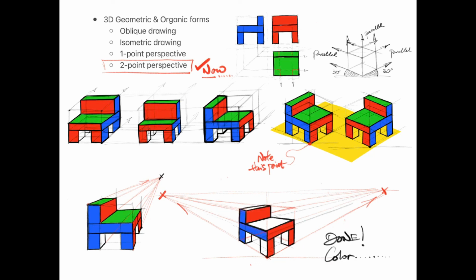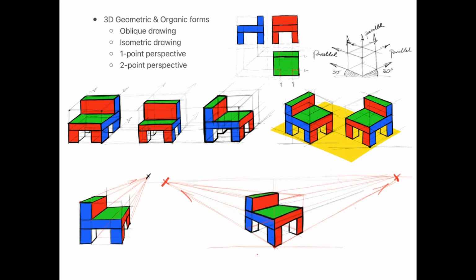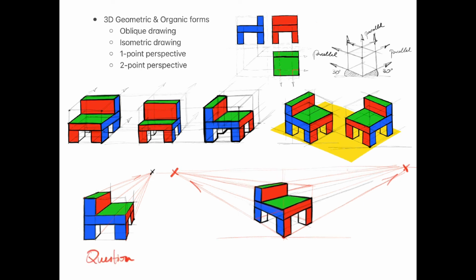When you put the drawings together and look at them as a whole, you realize that oblique drawing is the least realistic drawing and the two-point perspective drawing is the most realistic. So from the oblique to the isometric to the 1 point and the 2 point, from the least to the most realistic.